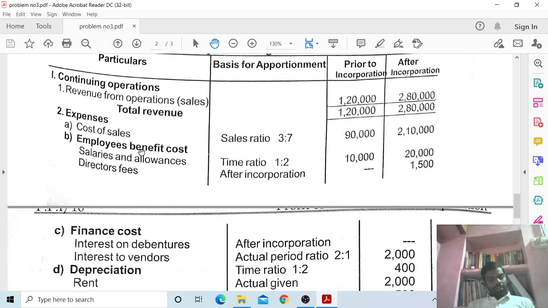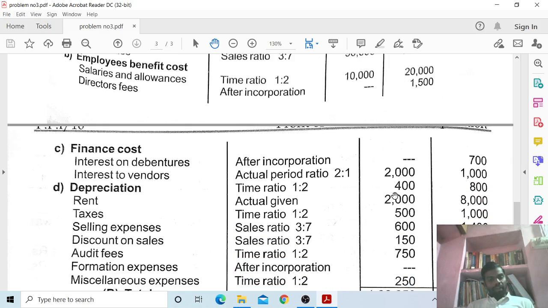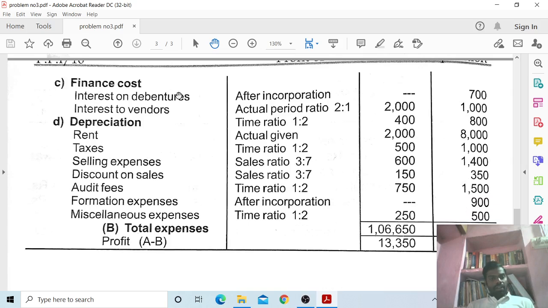Next, B, employee benefit cost, salaries and allowances, time ratio 1:2. 30,000 is there, so 10,000 and 20,000. Director fees after incorporation 1,500 is there, prior incorporation nil, after incorporation period 1,500. Next, finance cost, interest on debentures, after incorporation period, prior incorporation nil and after incorporation period 700.